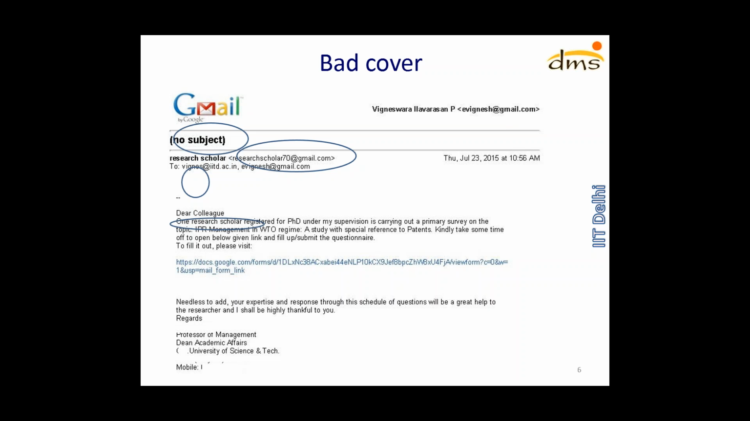So it says, dear colleague. The other side, you talk about Vignesh and evignesh at gmail.com, and you say, dear colleague. Either you say, dear sir, ma'am, or you use the name directly, of course addressing with respect. Then it says one research scholar registered for PhD under my supervision. This is not exactly the right way of calling for or inviting people to fill in a survey.